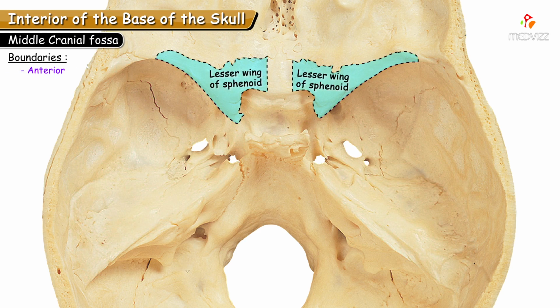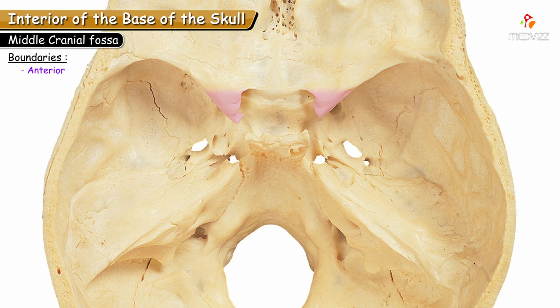And medial to the lesser wing of sphenoid, the tooth-like projection is anterior clinoid processes. And in between the two anterior clinoid processes, the groove is sulcus chiasmatis. So these structures form anterior boundary of middle cranial fossa. Now have a look over the posterior boundaries.